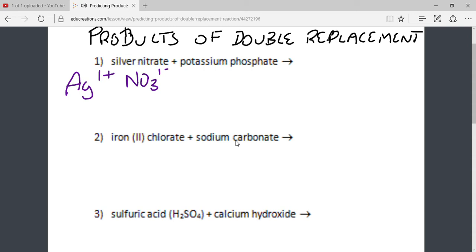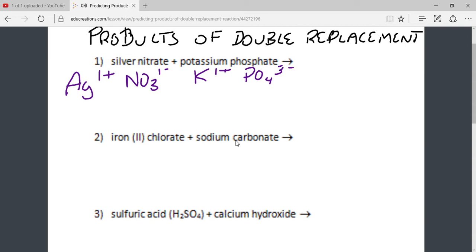Potassium phosphate, made of the ions potassium and phosphate, have the following symbols and charges. This lesson assumes you can write the formula for an ionic compound given the symbols and charges of ions. Let us start with silver nitrate.